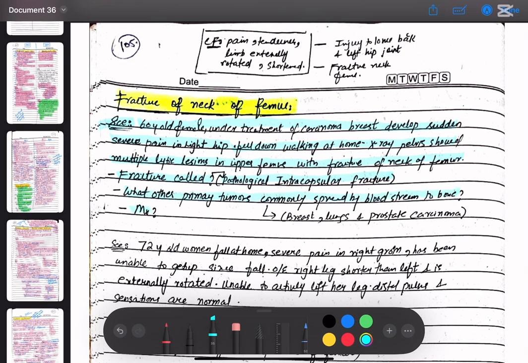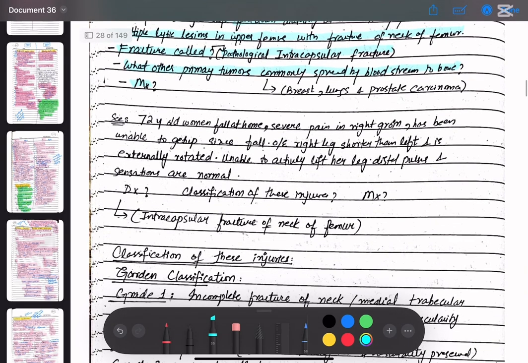Another scenario is that there is a 72-year-old woman who fell at home, severe pain in the right groin, has been unable to get up since the fall. On examination, the right leg is shorter than the left and is externally rotated. Unable to actively lift her leg, and distal pulses and sensations are normal. So what is the diagnosis? What is the classification of these injuries, and what is the management?